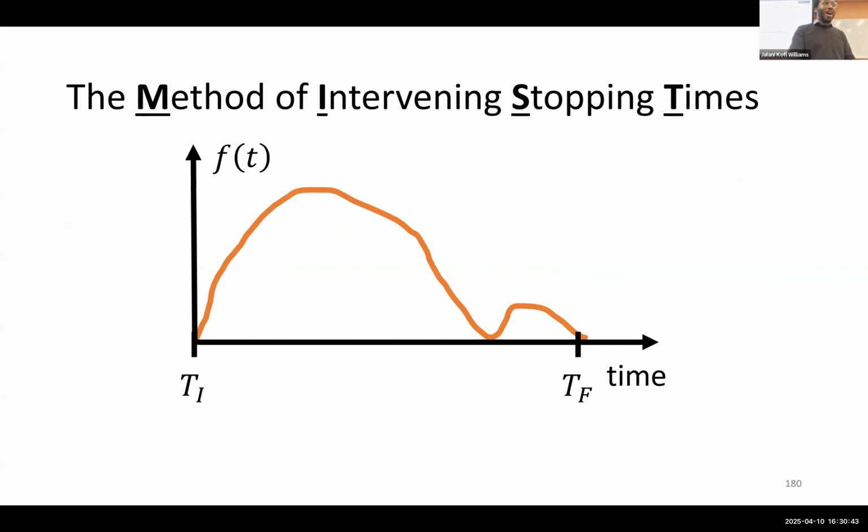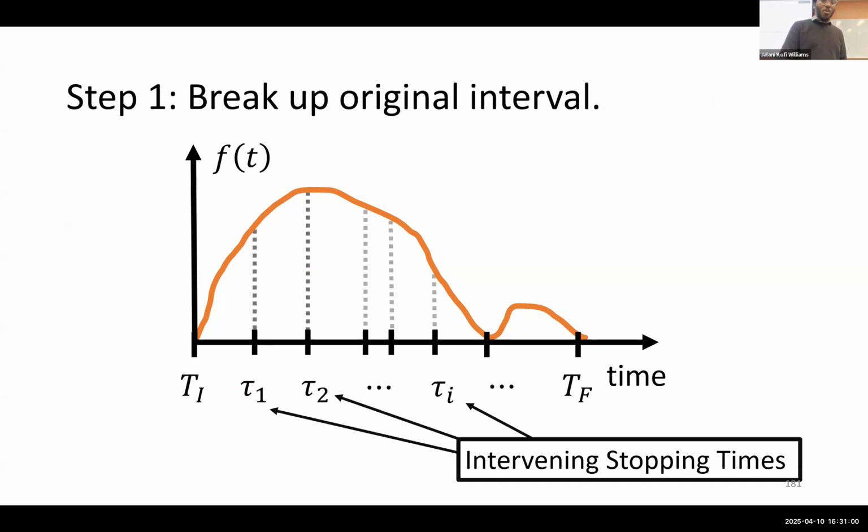What I want to do is give you a high-level impression of what the method of intervening stopping times is, this MIST method. The basic gist is that if you're looking at some function of time, f of t, with some initial stopping time and some final stopping time, you define a sequence of regular intervening stopping times, sort of checkpoints in time, where you can make sure you know something about the system state that's relevant to your analysis.